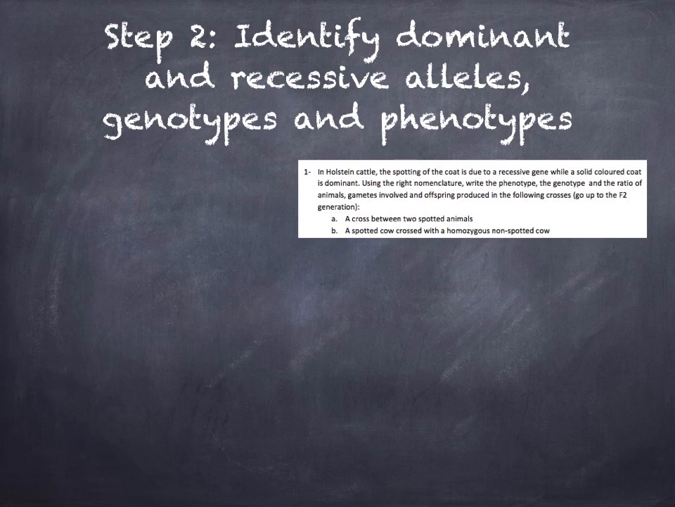So if you look at the problem here and you take the time to read it, you will see that it is said that the spotting of the coat is due to a recessive gene, while the solid colored pattern is dominant. So you will use the first letter of the trait, so solid, for example. And if the solid allele is dominant, then you put this letter in capital, so you will use a capital S to show the solid allele.